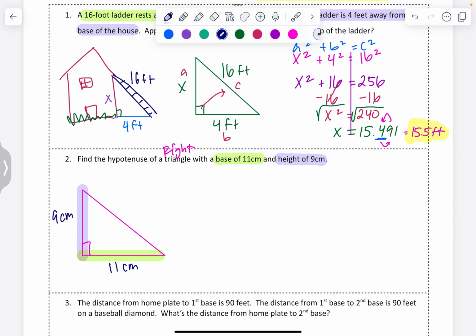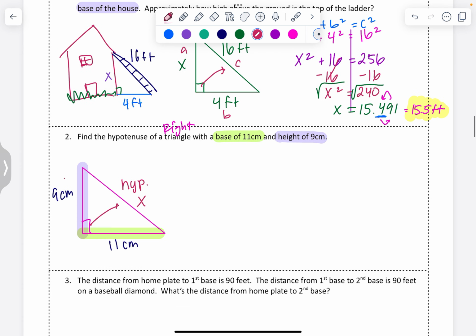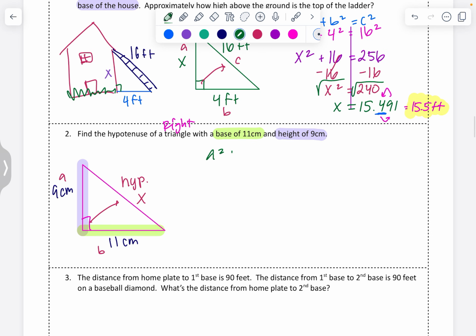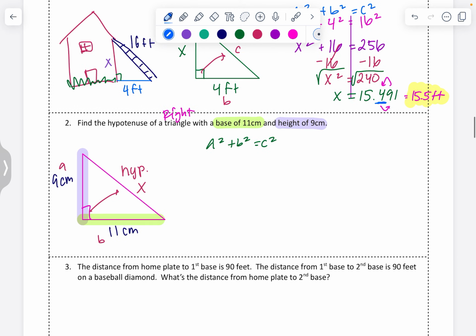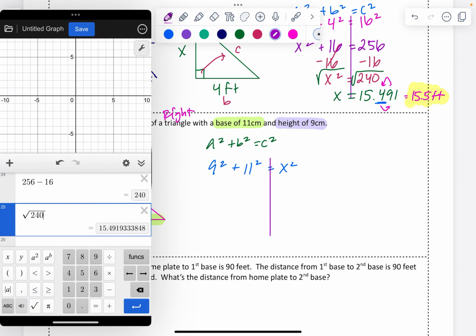It's asking us to find the hypotenuse, the side that is across from my right angle, so that's my x. Let's say the 9 is A, the B is 11. Go ahead and set up the equation and solve for x. So I get a squared plus b squared is equal to c squared, and then I just plug and chug. A is 9, that becomes 9 squared, plus b is 11, that becomes 11 squared. C is x, and I don't know what x is, so I'm going to keep it as x squared. From here, I'm going to go ahead and solve.